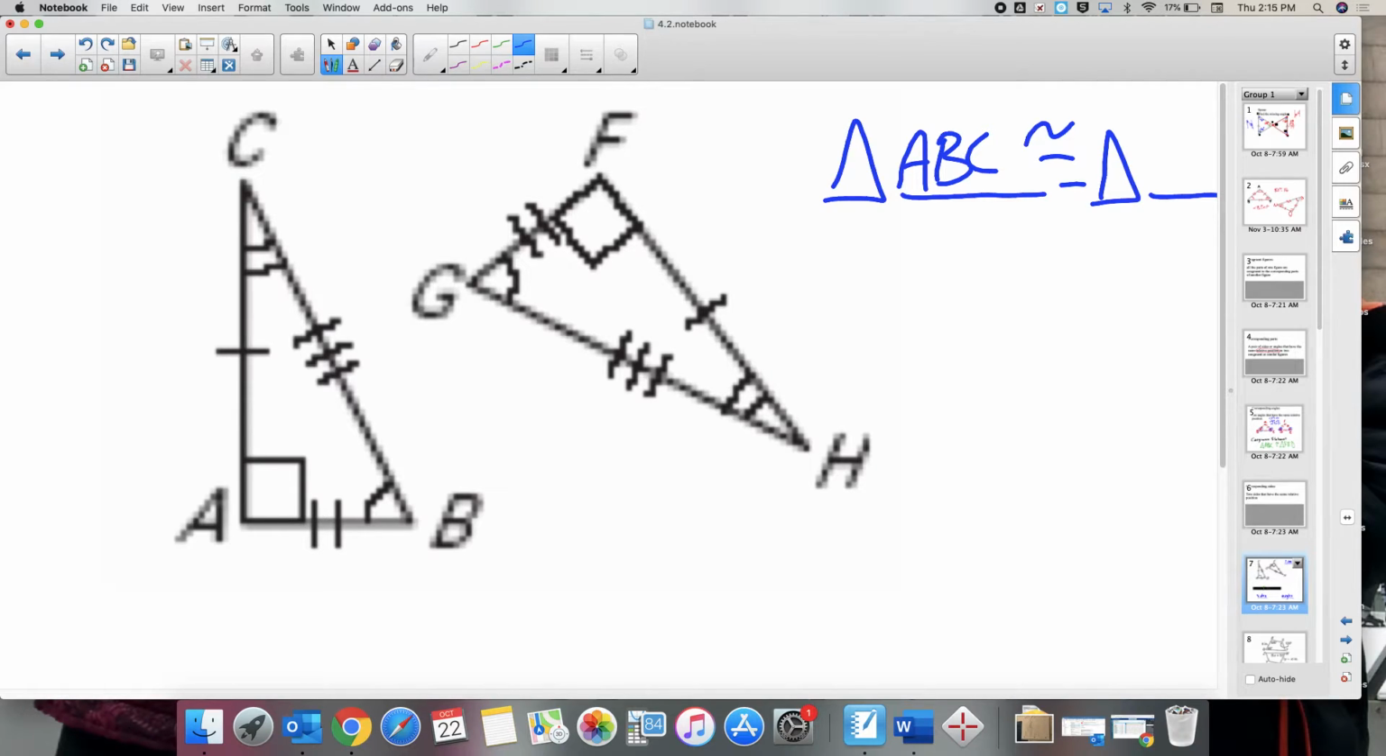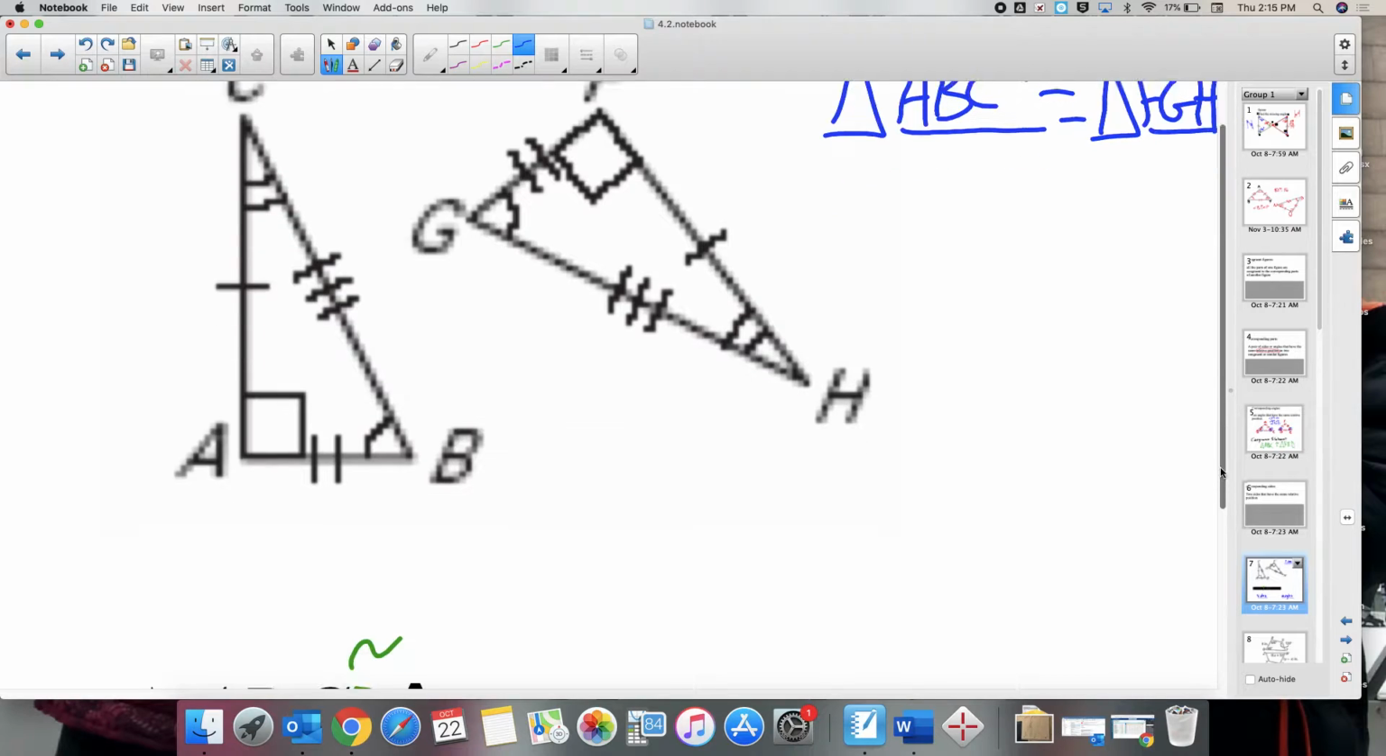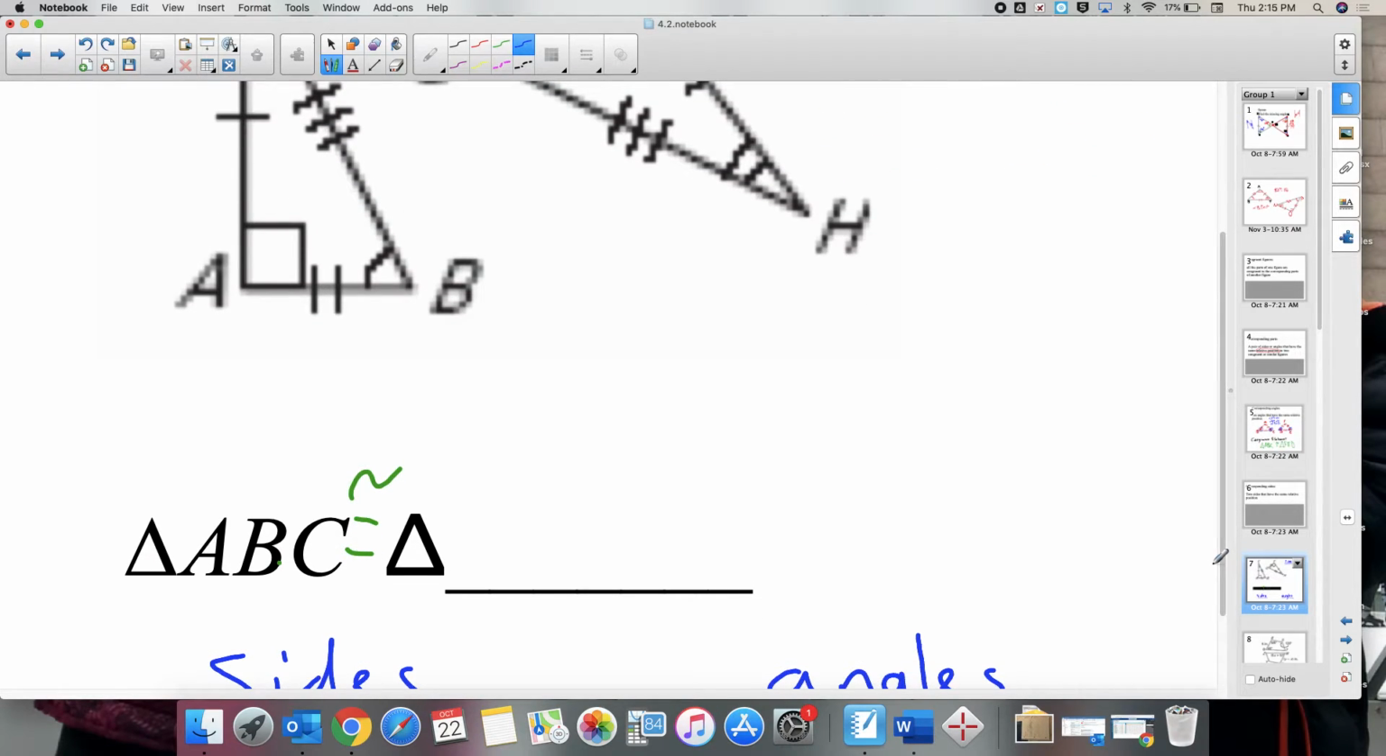So what did angle A match with? Angle A was a right angle. It matches with angle F. Angle B had 1 marking on it. Angle G has 1 marking on it. Angle C had 2 markings. Angle H has 2 markings. So there's that congruency statement: triangle ABC is congruent to triangle FGH.